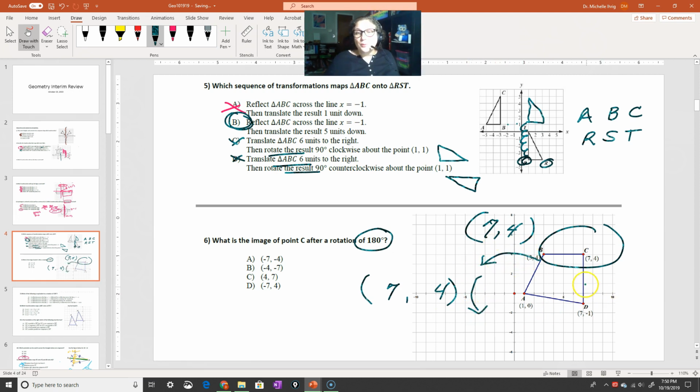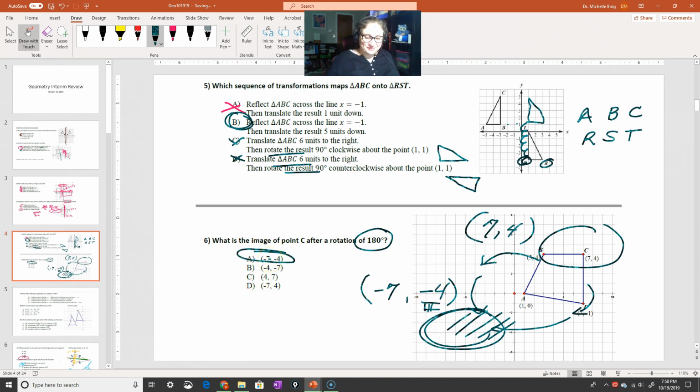Here's quadrant jump 2. We could have also gone the other way. Puts you in our same point. That means our value is going to be somewhere in this quadrant, which is quadrant 3. And of course, everything in quadrant 3 is negative. So our answer is -7, -4, or choice A.